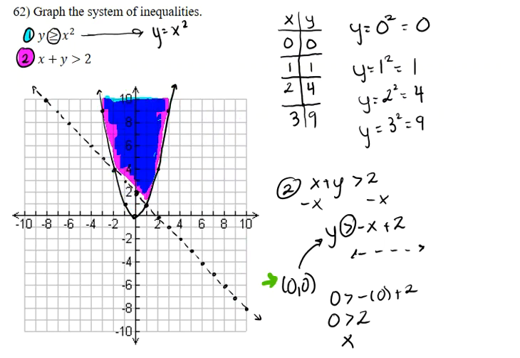Now that we've erased all the places that aren't overlapped, this is what you'll be left with, and this is your final graph for the system of inequalities.